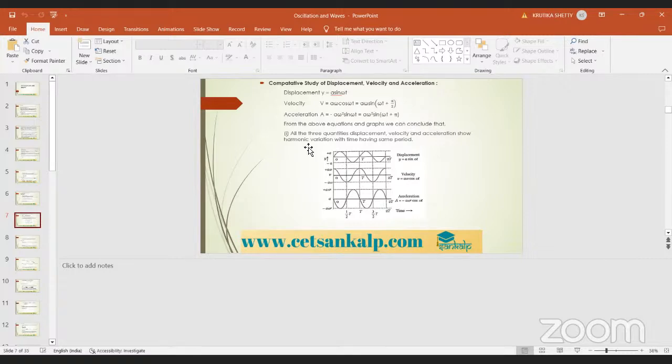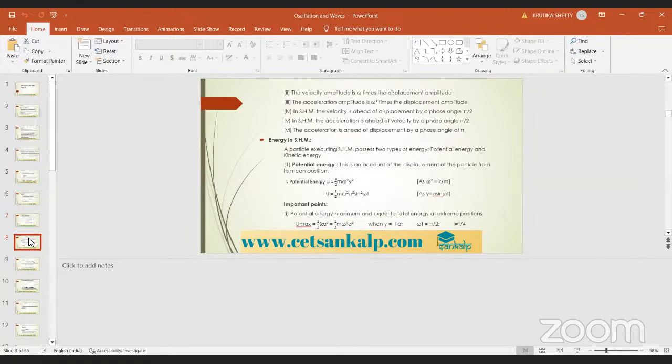These are the standard equations; you might have learned in theory how all of this comes about. Okay, here we only need the formula, right? So already we have seen where it is maximum and where it is minimum. The velocity amplitude is omega times the displacement amplitude. So here some points are there, you can just go through this.